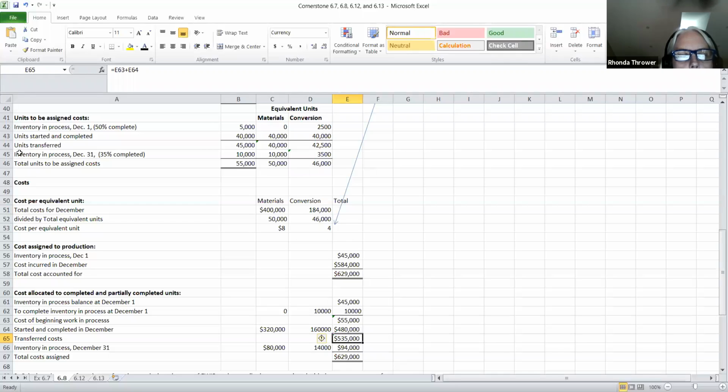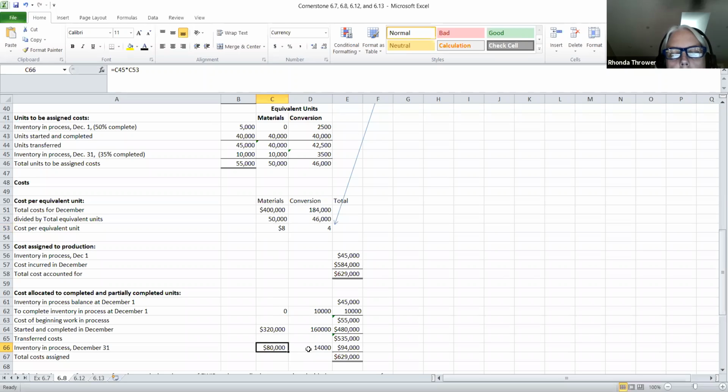So following what we did here, the next step would be to find the ending inventory cost. The cost of our ending inventory is going to consist of materials. All of the ending inventory materials are added during this month. The ending inventory materials equivalent units was 10,000 units. 10,000 times $8 gives you 80,000, which is your materials cost for your ending inventory.